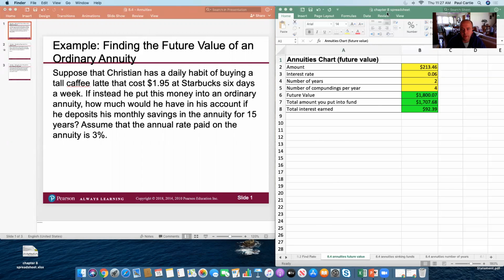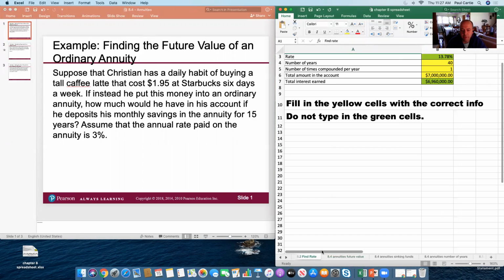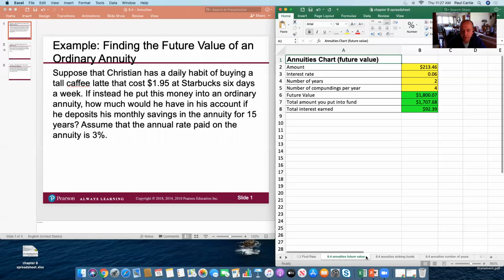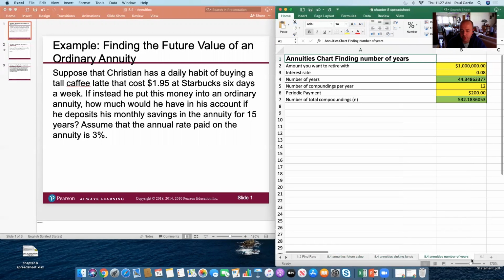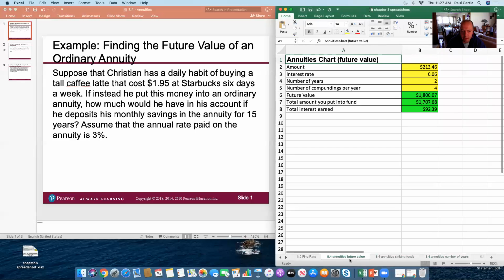So this spreadsheet is titled Chapter 8 Spreadsheet. We used it back in section 8.2, but there are these three tabs at the bottom, and there's also a tab for section 8.5. But we're going to use these three tabs for three different examples. There's also a spreadsheet titled Annuities in the Dropbox that you can choose to download, and it has the exact same three tabs, but this is one that you already have, so I figured I would just use this one.